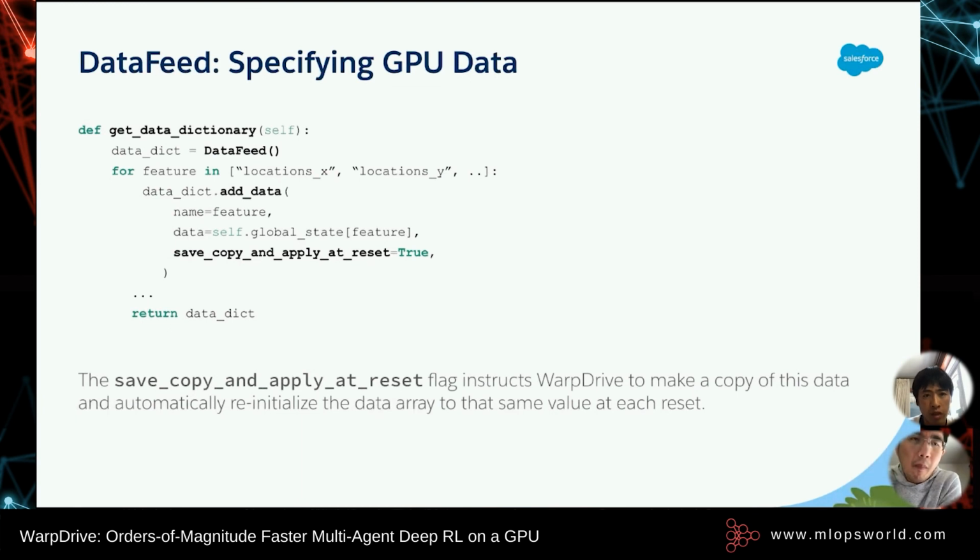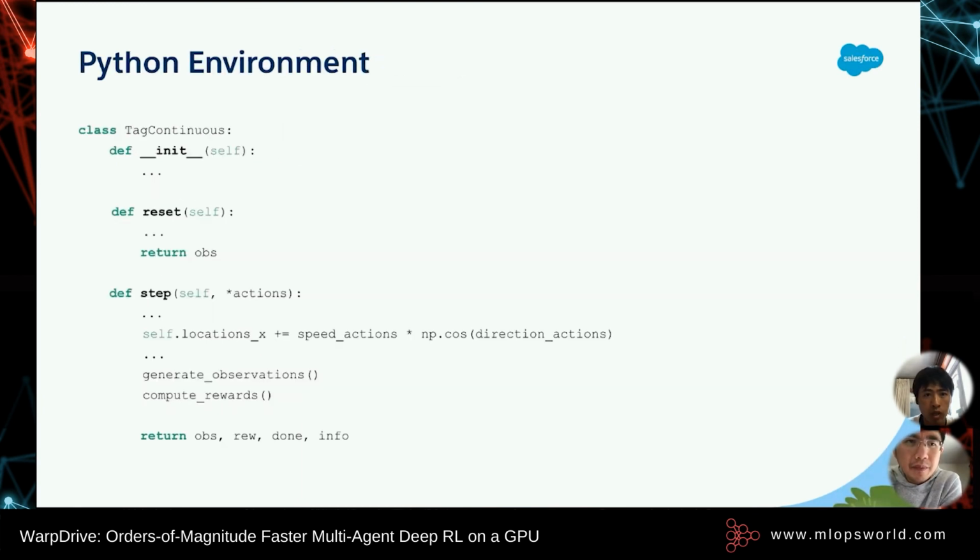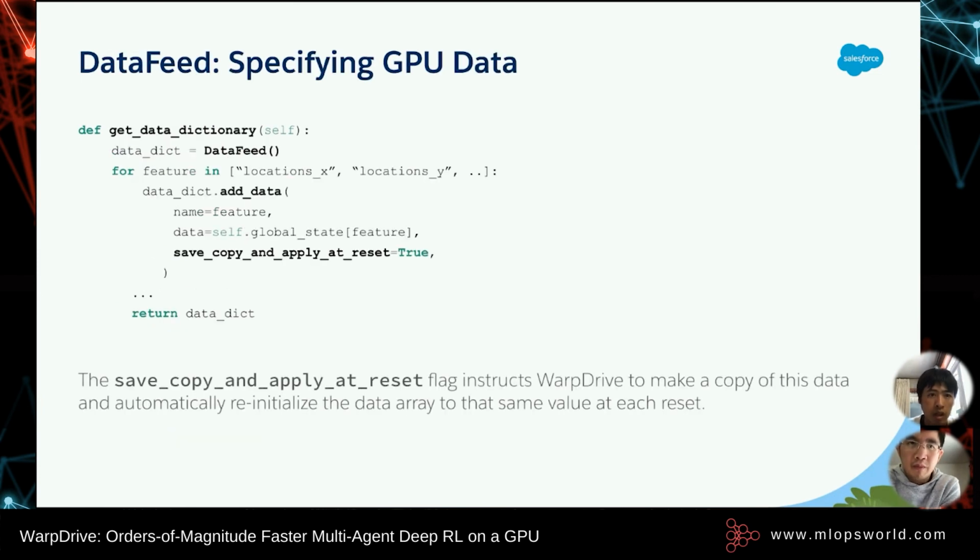Remember that first of all, what WarpDrive is trying to do is remove all the unnecessary data transfer between the CPU and the GPU. So we will have only one time data transfer from the CPU host to the GPU in the very beginning of the simulation. In this scenario, for example, we have this data feed class with some definition of different features or other observations, the initialized observations that you want to fit into the GPU.